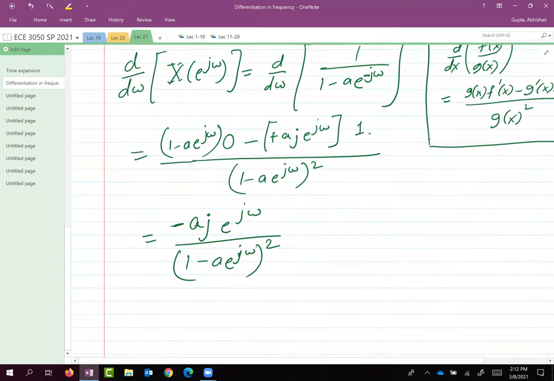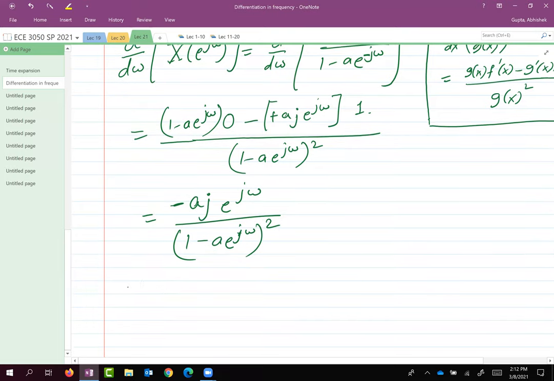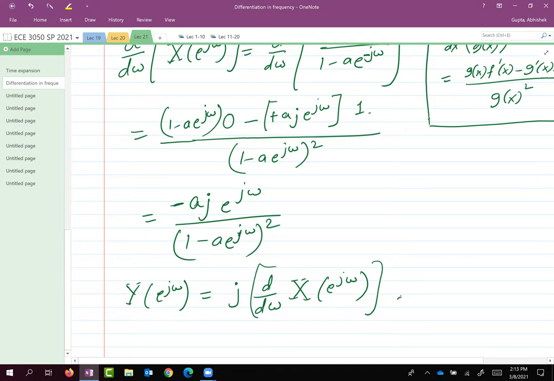Okay, so then I have, so what do I have? Y of e raised to j omega is equal to j times d over d omega of X of e raised to j omega, multiplied by one over a, e raised to j omega. Oh, I have to have negative here, negative here, negative here.